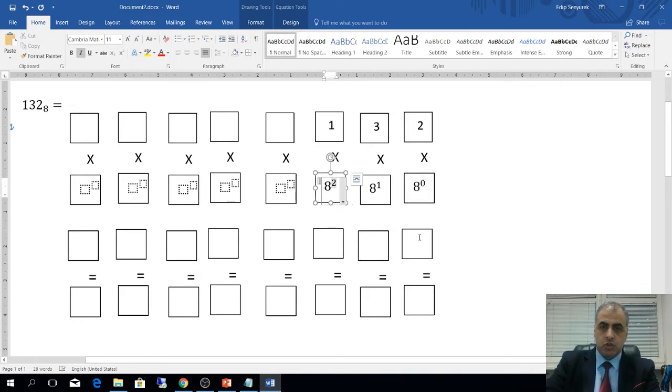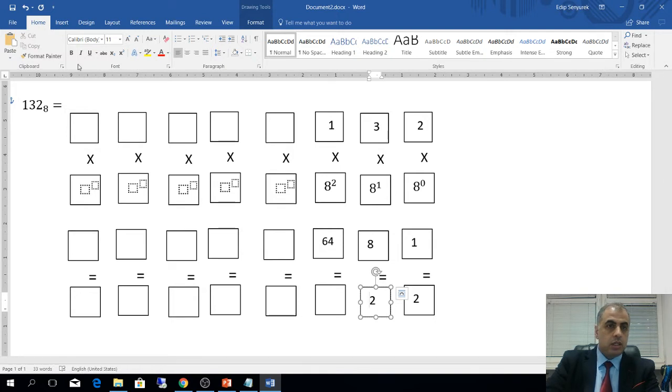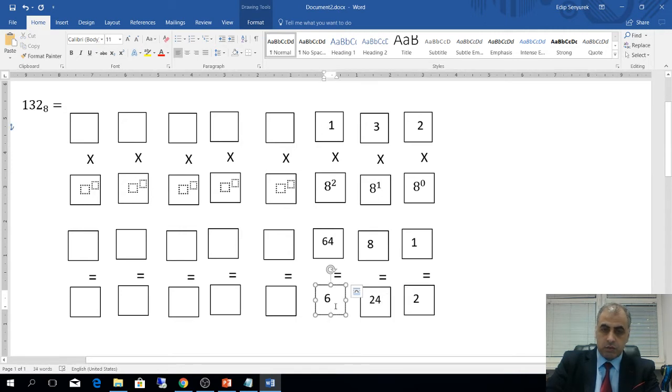And after that, what is 8 to power 0? It is 1. 8 to power 1 is 8. 8 to power 2 is 64. So when we calculate these numbers, 2 times 1 is 2, 3 times 8 is 24. And the last one, 1 times 64 is 64.